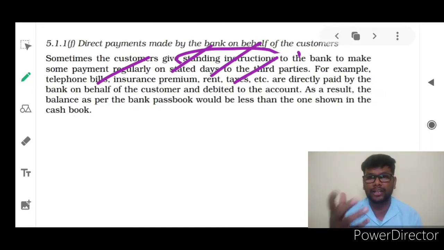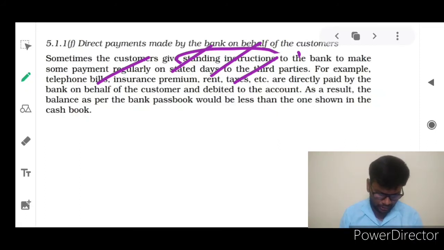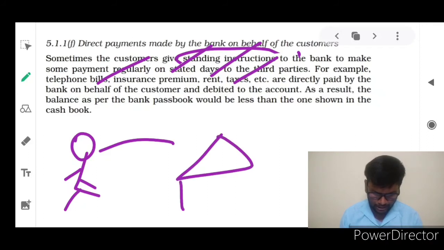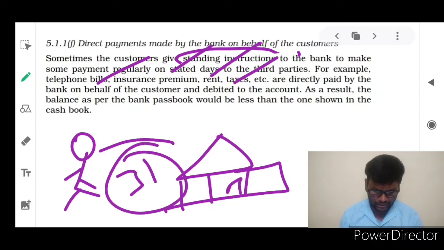Because each and every month our telephone bill will change, and the electricity bill will change, isn't it? Rent will be fixed and salary may be fixed, and apart from that, these are directly paid by the bank on behalf of the customer. You are the bank customer, so you told the banker to debit money each and every month, on the 31st or 30th, the last date of the month, from your bank account. Likewise, it is directly paid by the bank on behalf of the customer and debited to the bank account.